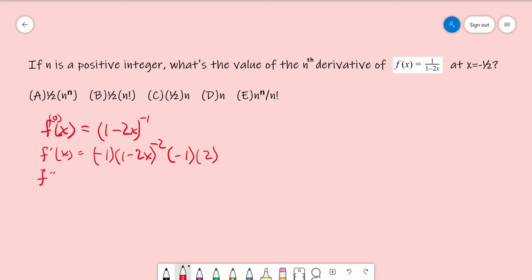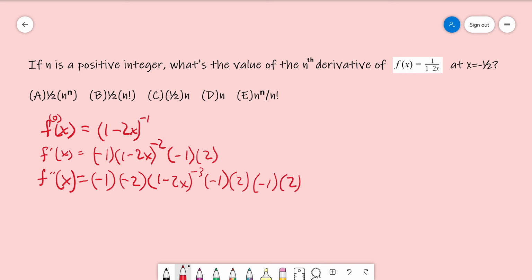If we take the second derivative, we'll get, just write this negative 1. Now this negative 2 exponent comes down in front, so that's negative 2 times 1 minus 2x to the negative 3 power. And we still have this negative 1 and this 2. And then we're going to multiply by another negative 1 and another 2, again because of the chain rule.